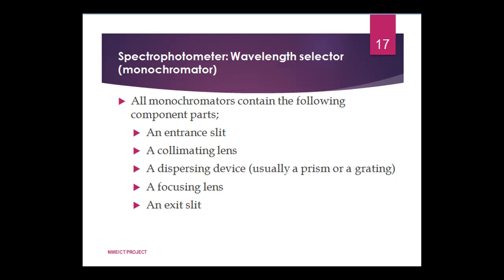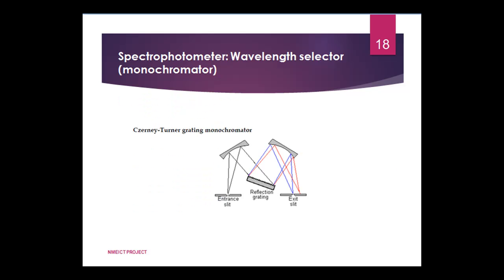Polychromatic radiation enters the monochromator through the entrance slit as a collimated beam and then strikes the dispersing element at an angle. The beam is split into its component wavelengths by the grating or prism. By moving the dispersing element or exit slit, monochromatic light with a particular wavelength leaves the monochromator through the exit slit.